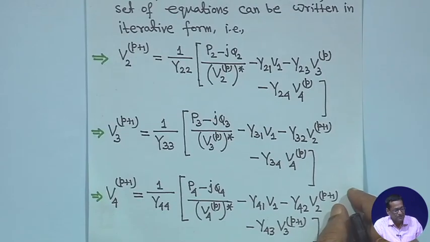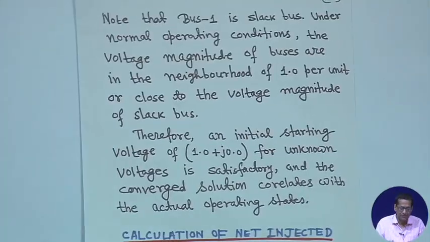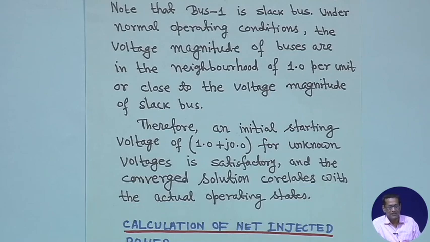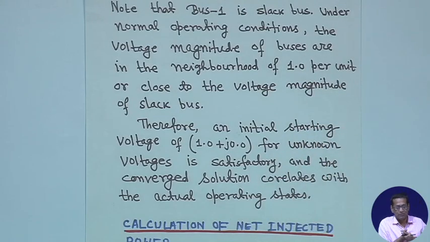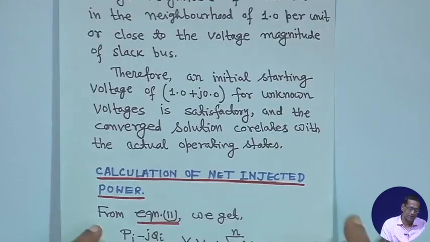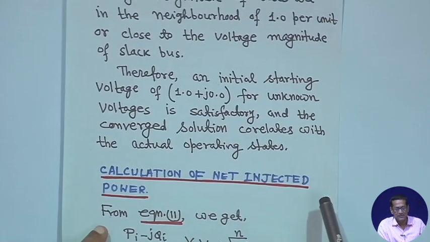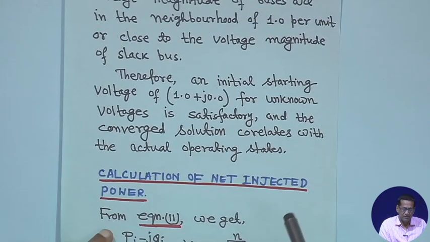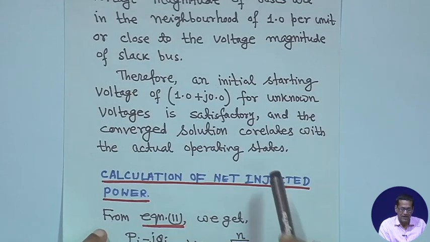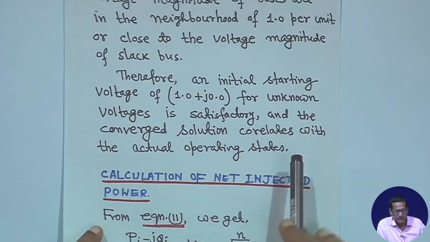So, this way one can solve. Now, the algorithm and other things will come later. Now, you note that bus 1 is a slack bus. Now, how we will take the starting values, that we have to discuss. Under normal operating conditions, the voltage magnitudes of buses are in the neighborhood of 1.0 per unit, or close to the voltage magnitude of the slack bus. So an initial starting voltage of 1 plus j0 for unknown voltages is satisfactory, and the converged solution correlates with the actual operating state. So, these are the things.